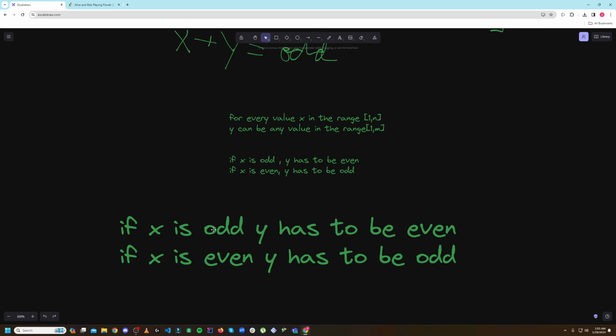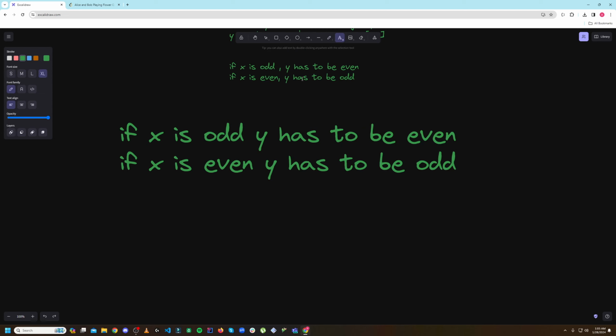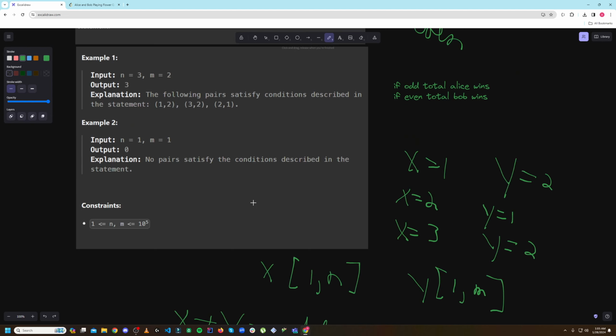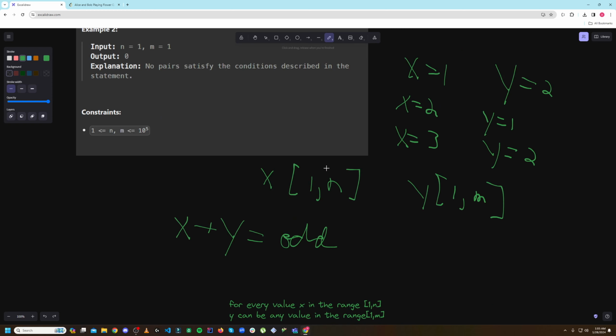So we can just calculate how many odd x's there are, how many even y's there are, how many even x's there are, and how many odd y's there are, and just do a basic sum. It's going to be odd x's times even y's plus even x's times odd y's, right? So we don't need to go through and figure out every single combination. We just need to figure out for the range 1 to n how many numbers are odd and how many numbers are even, and then for the other range, same thing.